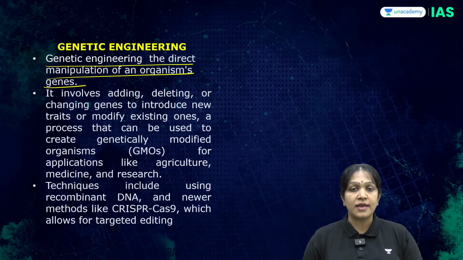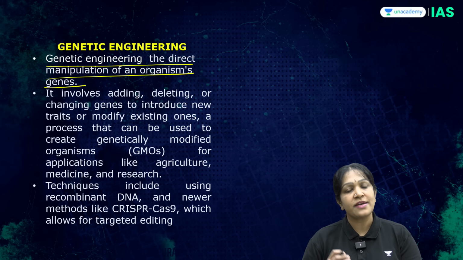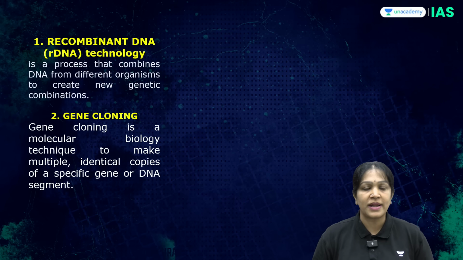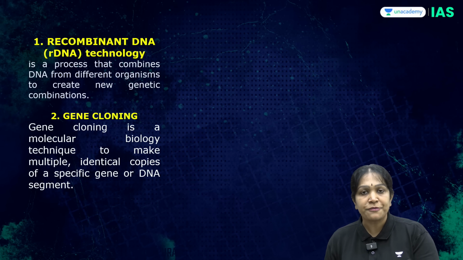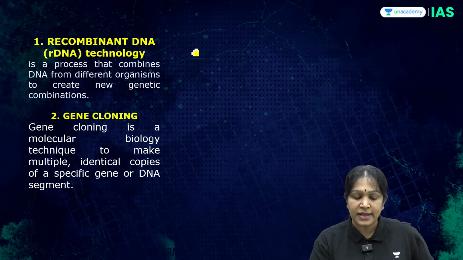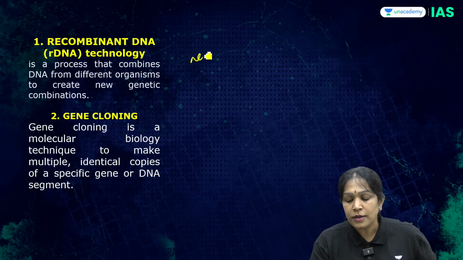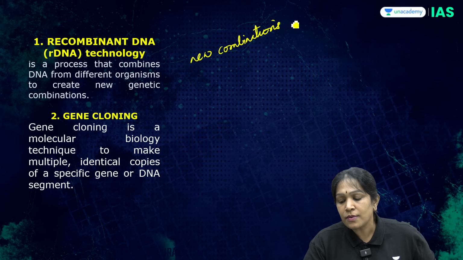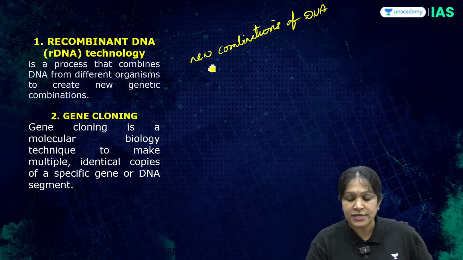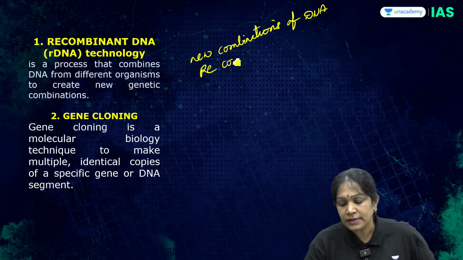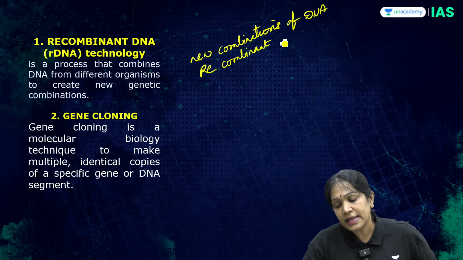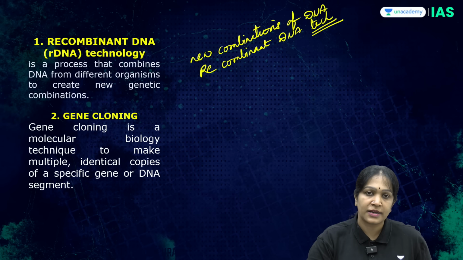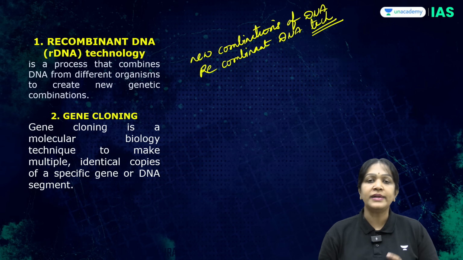And genetic engineering is not a single technique. This includes several techniques. Let us see some of those techniques. The first one being recombinant DNA technology. The name itself is self-explanatory. Recombinant DNA technology means making new combinations of DNA. Therefore, it is called recombinant DNA technology. In this technology, we make new combinations of DNA. Therefore, this technology is called recombinant DNA technology.